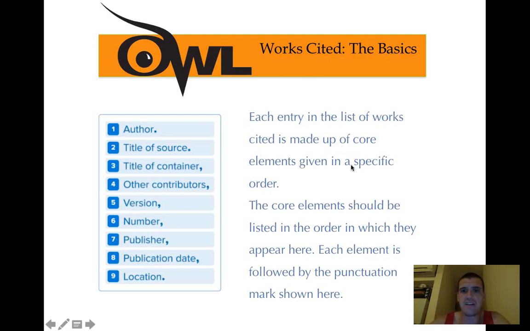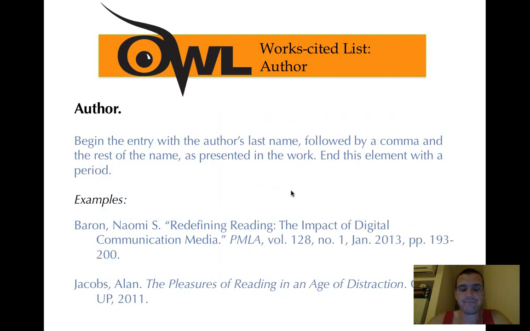So the elements are given in a specific order, and this specific order is always an alphabetical order by the author's last name. So you put the author's last name, his or her last name, and you order it in alphabetical order. So here are some examples of, if you were to use this source in text, you would have to put the full citation in the back of your paper.